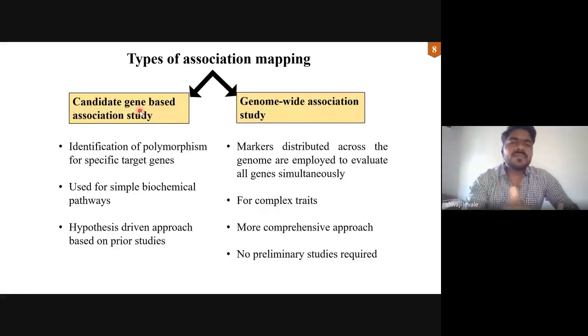So that will be called candidate. We will be targeting only the hypothetically derived QTLs, which are derived from preliminary studies. But in case of GWAS, we do not need any preliminary study. Markers distributed across the genome are employed to evaluate all the genes simultaneously. We can use this for complex traits and reveal the entire pathway of a particular trait. It is a more comprehensive approach and no preliminary studies are required.